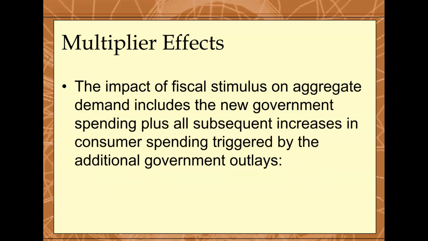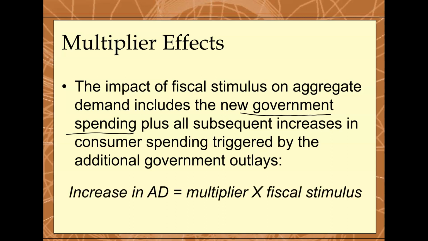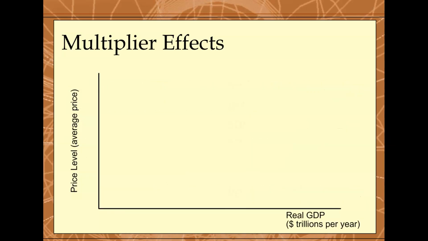So the impact of the stimulus on AD includes the new government spending, that's the stimulus, plus the subsequent increases in consumer spending and business spending triggered by additional government outlays. So the increase in overall demand is going to be the multiplier multiplied by the initial fiscal stimulus. It's going to look something like this.